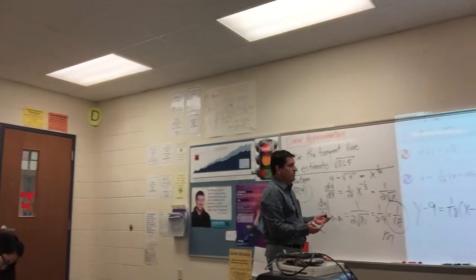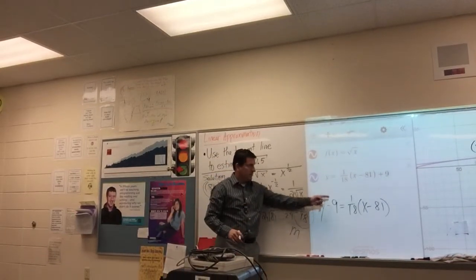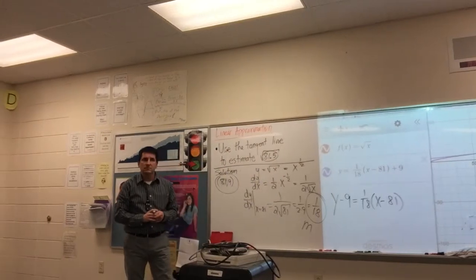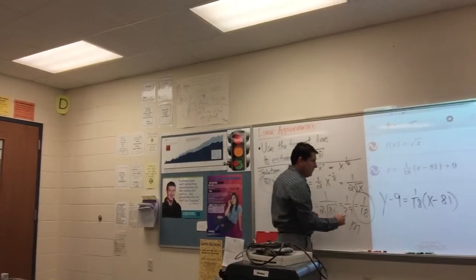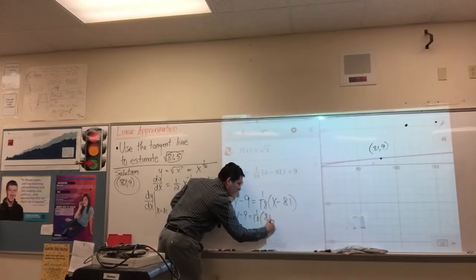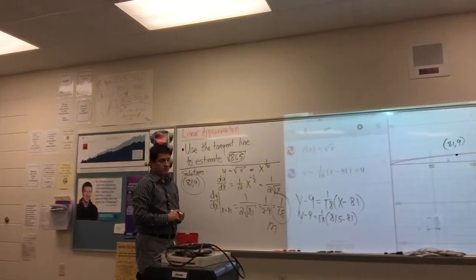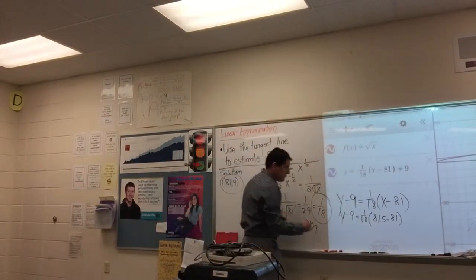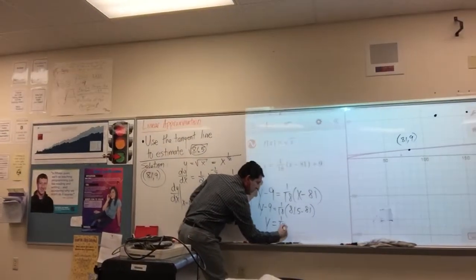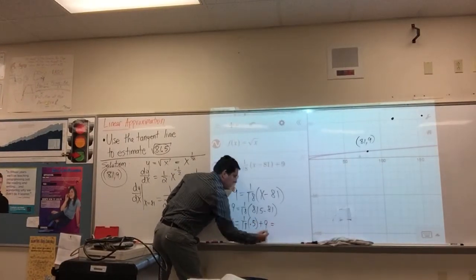So all we have to do to use the tangent line to estimate it is take this function and plug in 81.5. Okay, so here we go. So it's y minus 9 is equal to 1/18 times 81.5 minus 81. And then y is equal to 1/18 times 1/2 plus 9.